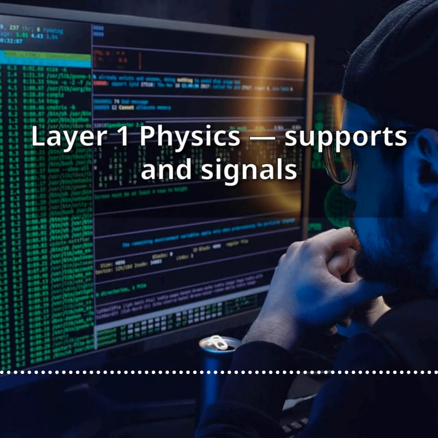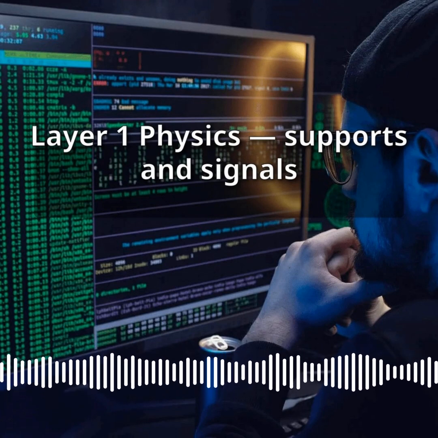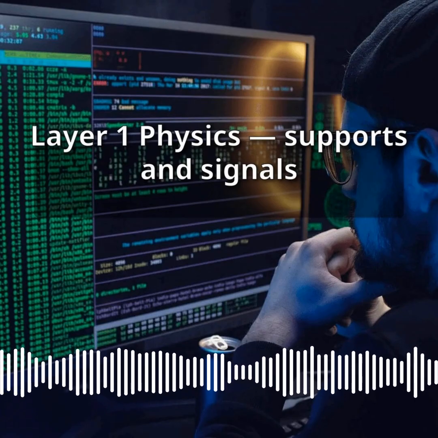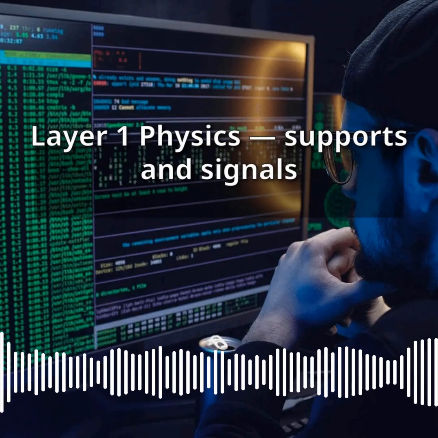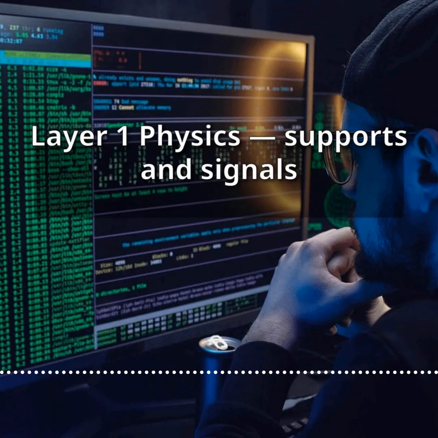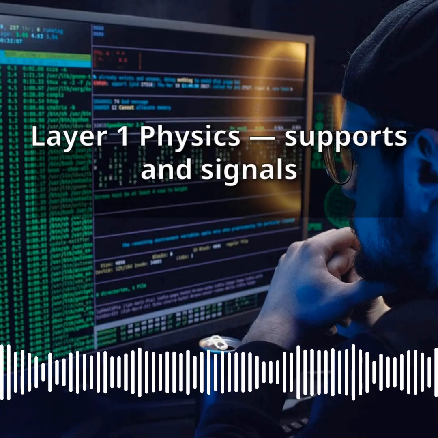Wireless transmission. Wireless networks transmit data using radio frequency waves through the air. There is no physical cable involved. The most common standard for wireless local area networks is Wi-Fi, which is based on the IEEE 802.11 family of specifications. Key concepts for wireless at the physical level.